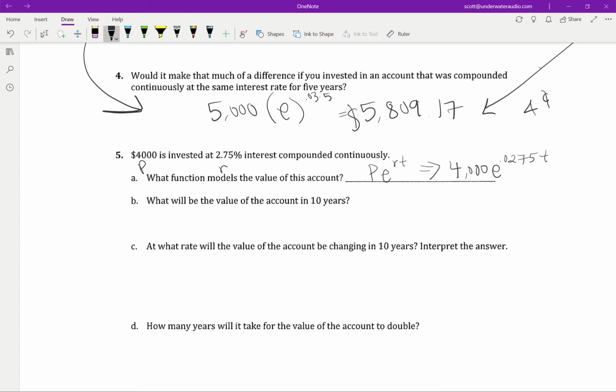What will be the value of the account in 10 years? So 4,000 e to the 0.0275 times 10. Okay, I'll stick that into a calculator. 0.0275 times 10. That is $5,266.12.